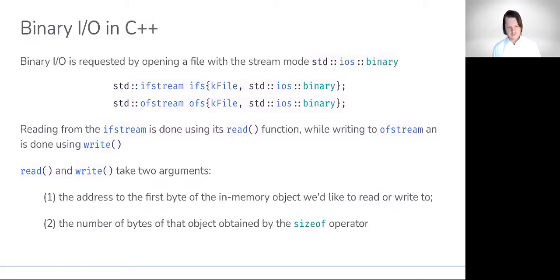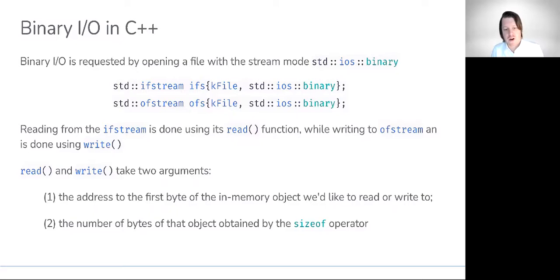Now, reading from an input file stream is going to be done using that stream's read function instead of using the extraction operator, which we've seen previously when interacting with plain text files. If we'd like to write to a file through an output file stream, we're going to use that stream's write function. And this is going to be instead of using the insertion operator, which we had used previously when inserting characters into a plain text file.